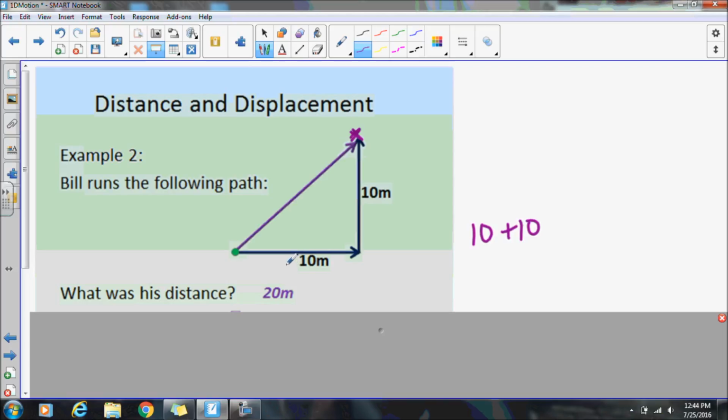For displacement, displacement is a straight line from start to end. And that would be this line right here. Notice whenever we add this line in, it makes a triangle. Not just any triangle, but a right triangle. And for a right triangle, I'm going to erase this.